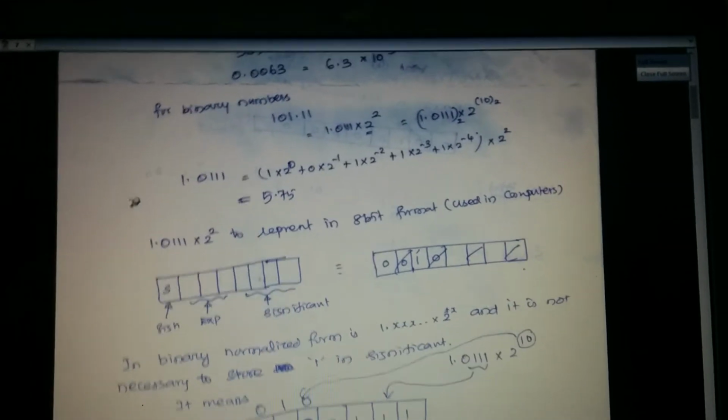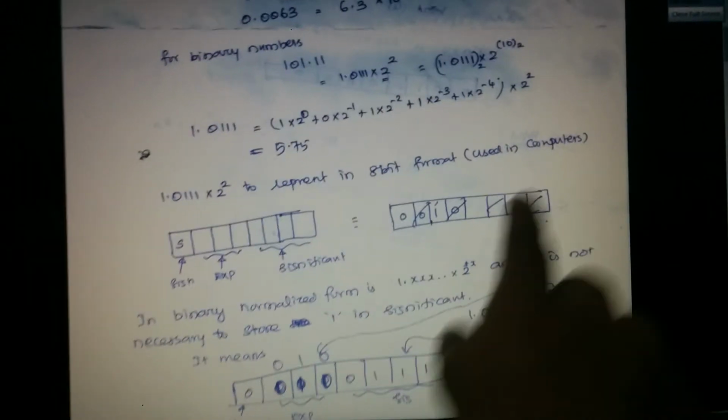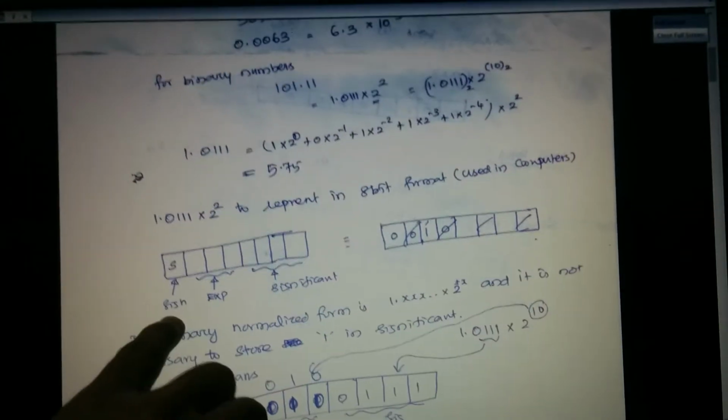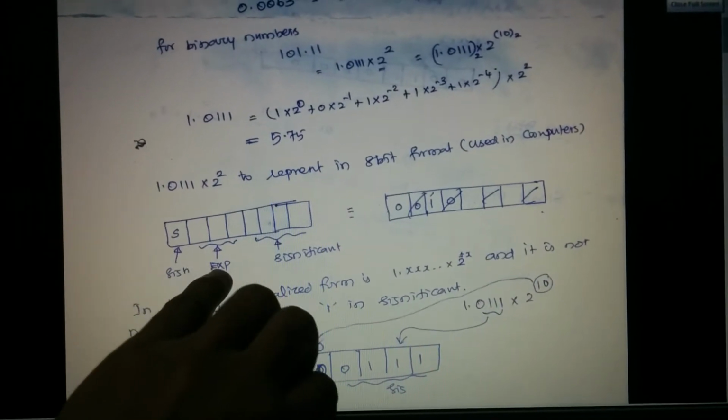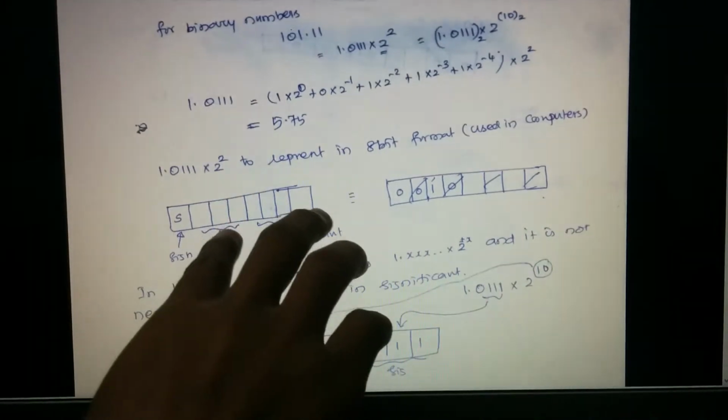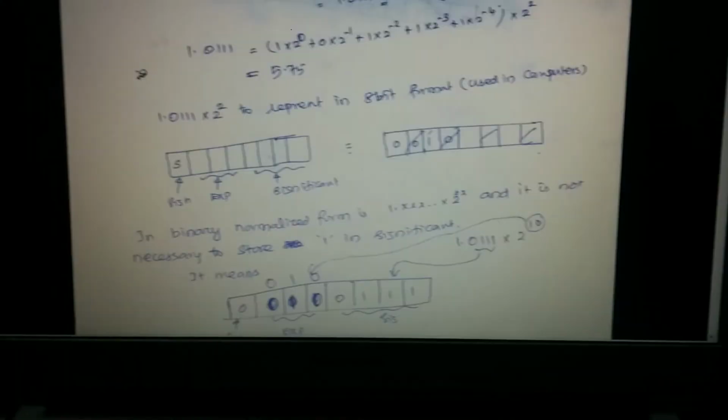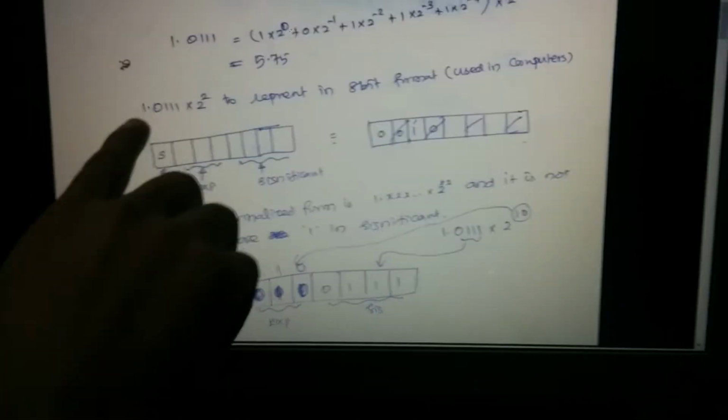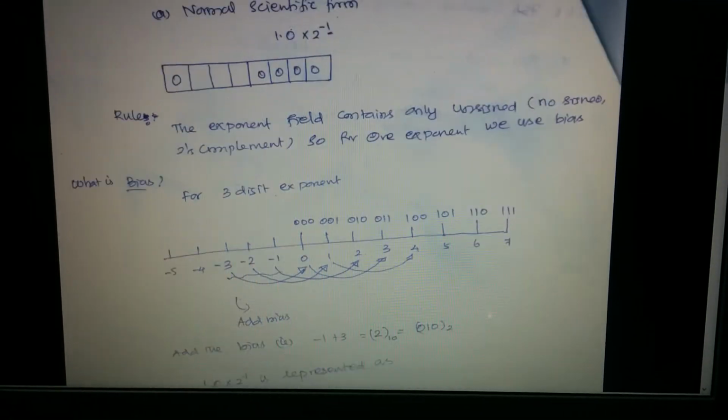Now we'll see about writing these numbers in floating point representation. First we'll see about the 8-bit format. So this is the basic 8-bit format for a floating point number. The first bit represents the sign, the next 3 bits represent the exponent, and the last 4 bits represent the significant bits. So let us consider this example, 1.011 into 2 power 2.